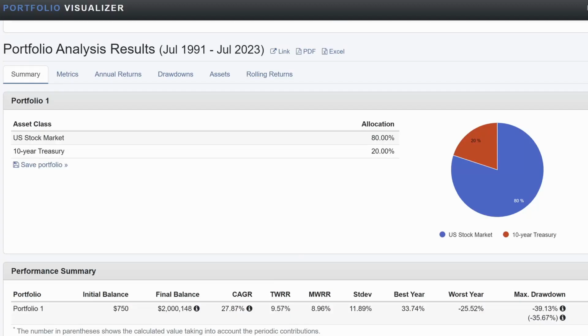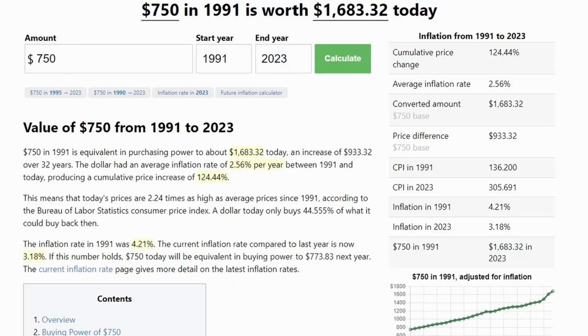Next, we have someone who started investing at age 35. Starting at age 35, they had 32 years to invest between the years of 1991 and 2023. They would have to have started investing $750 per month starting in 1991. And $750 in 1991 is equal to $1,683 in 2023's dollars. Now it's going to get really interesting.